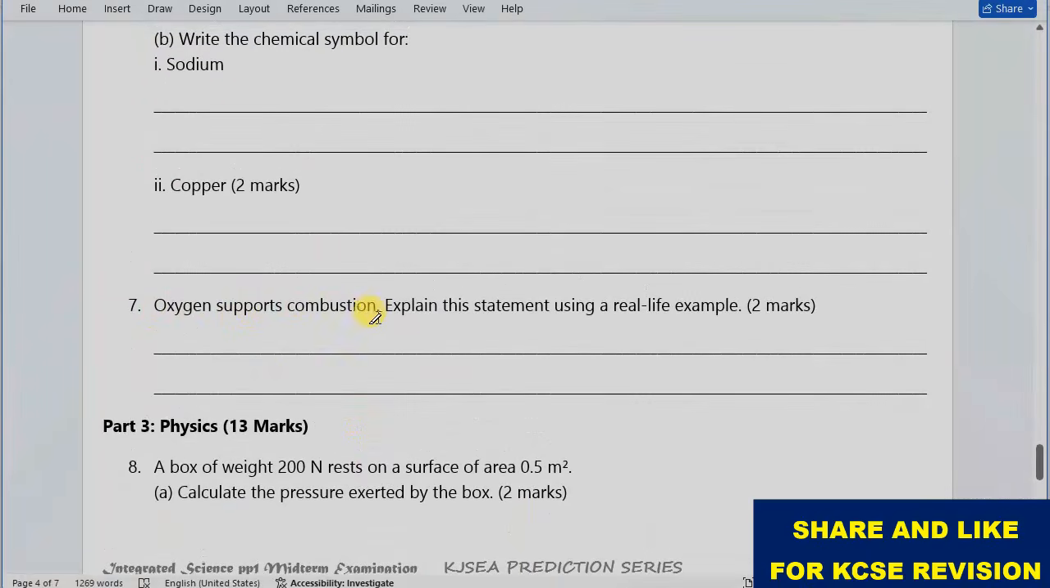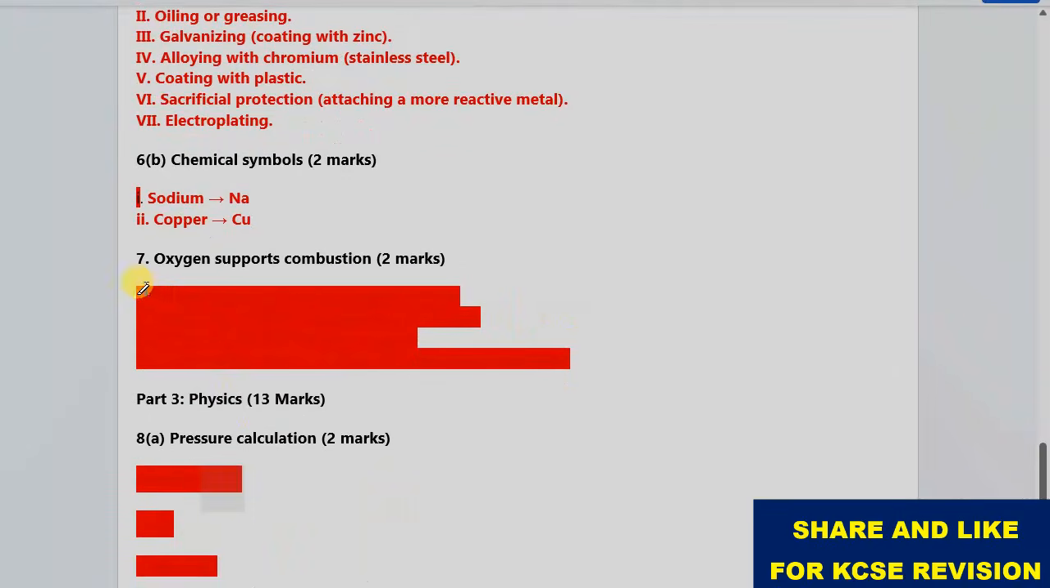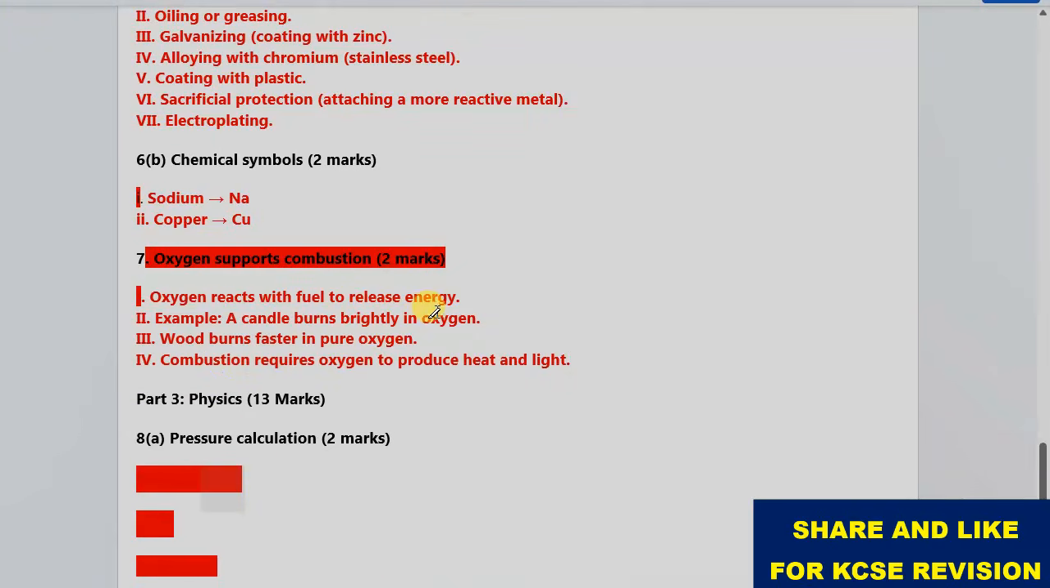Oxygen supports combustion. Explain this statement using a real life example. Oxygen reacts with fuel to release energy. Example, a candle burns brightly in oxygen. Wood burns faster in pure oxygen. Combustion requires oxygen to produce heat and light.